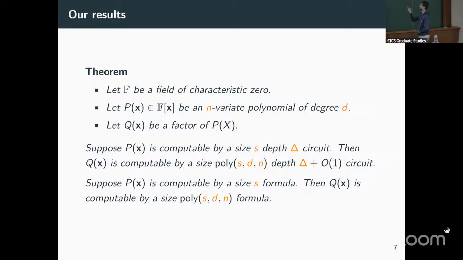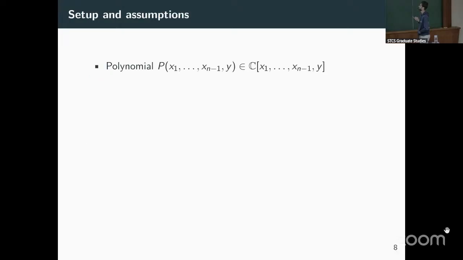Okay. So let's try to prove this theorem. I'll think of my polynomial to be on n variables, and I'll treat the last variable as special. I'll call it y.